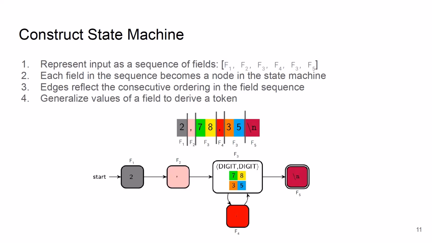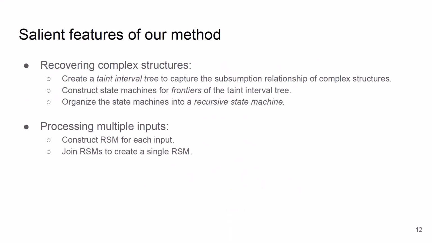And if there is a node that contains more than one value, which is the case for node F3, we need to generalize them to create regular expression tokens. For instance, 78 and 35 are ASCII decimals, so they are generalized. The 7 and 3 are generalized to digit, and 8 and 5 are generalized to digit. So it becomes digit.